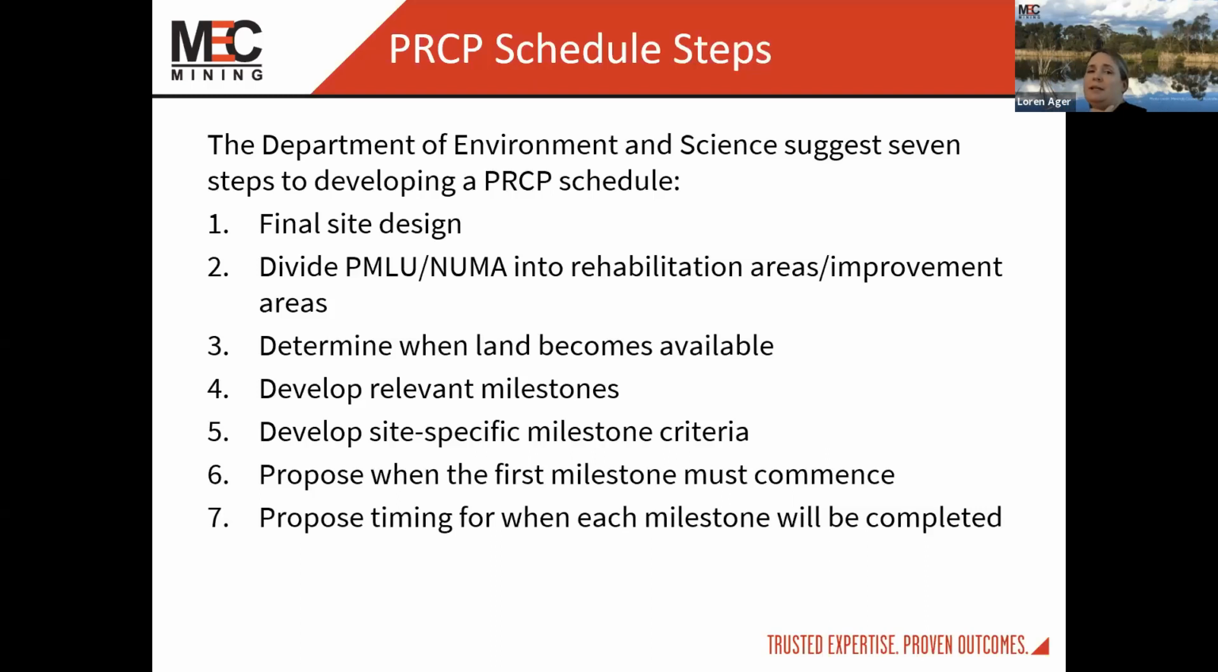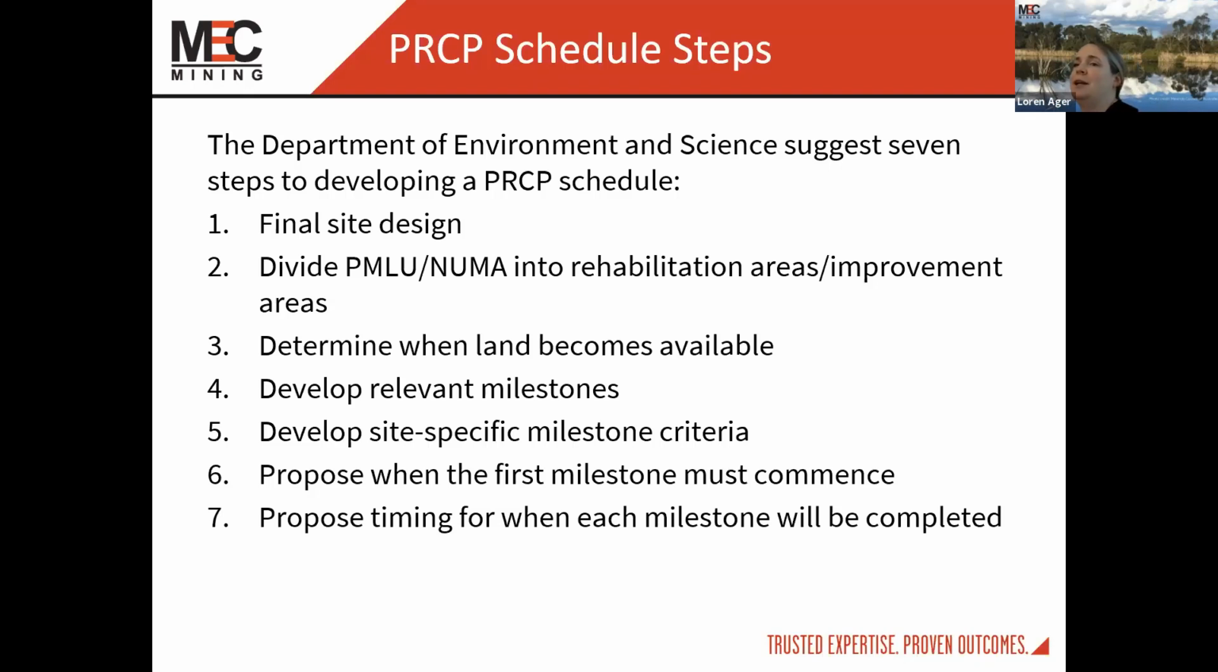So the Department of Environment and Science say there are 7 steps to producing a PRCP schedule. They include final pit design, divide the area into PMLU and NUMAs, determine when the land becomes available, develop relevant milestones, develop site-specific milestone criteria, propose when first milestones must commence, and propose timing for when each milestone will be completed. Seems simple. However, we've just talked about the sheer amount of information that goes into driving each of these areas.